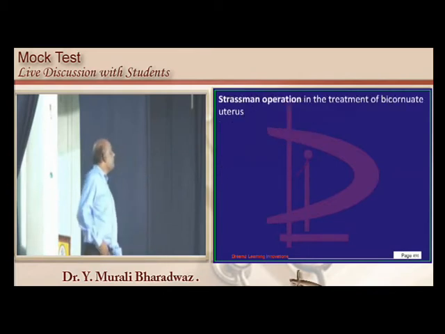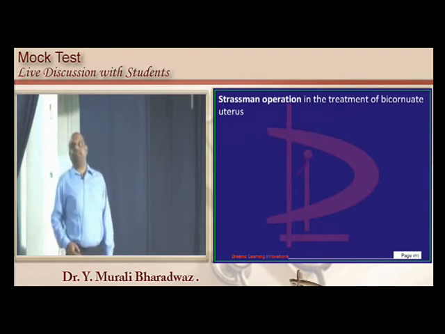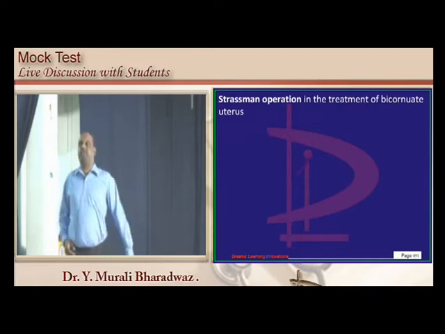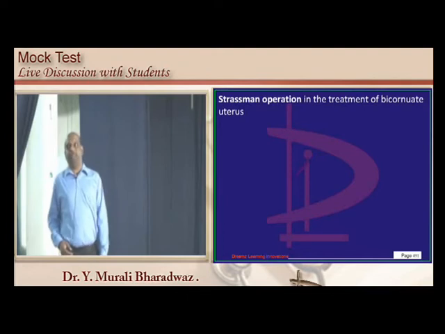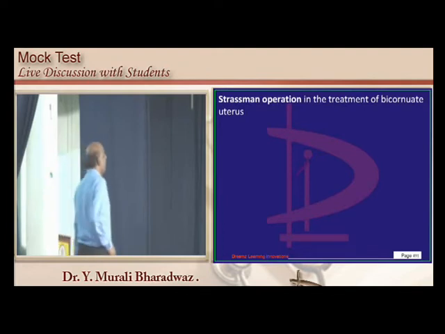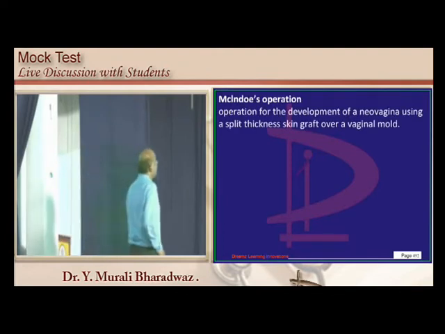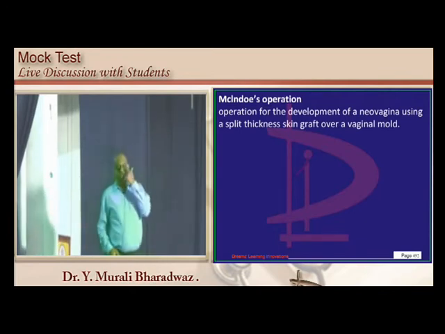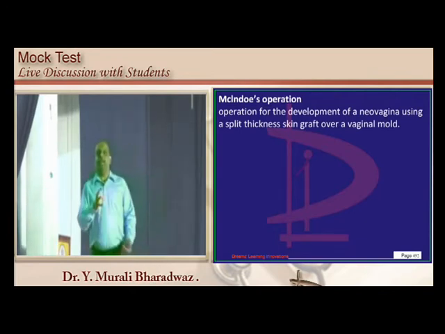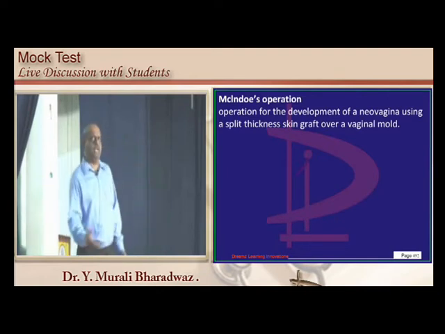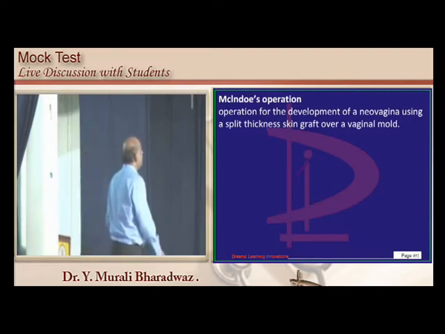What is Strassman operation done for, doctor? For the treatment of bicornuate uterus we do. The Strassman's operation is what you have to fundamentally remember. So what do you do in McIndoe, etc.? You will basically be opening up and dilating an atretic vagina is what is fundamentally done.